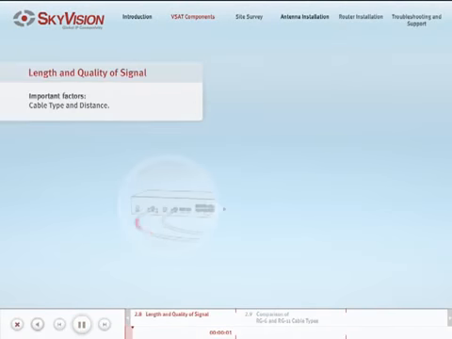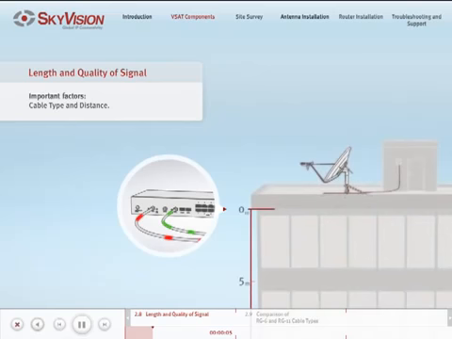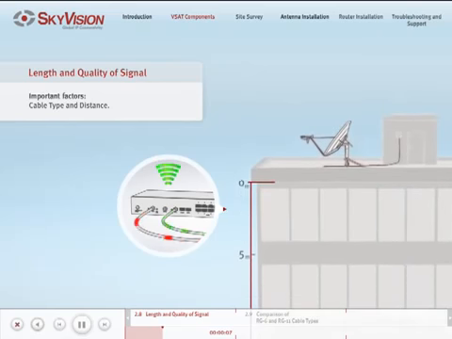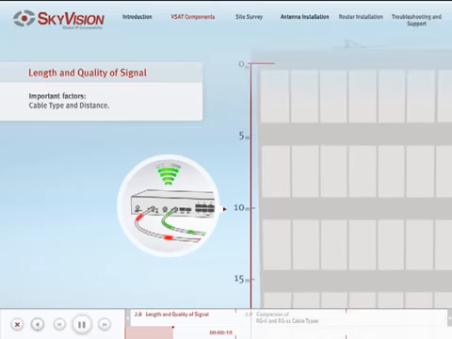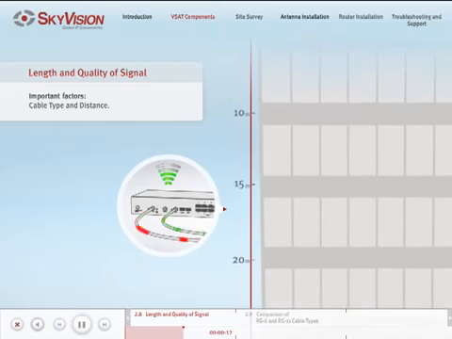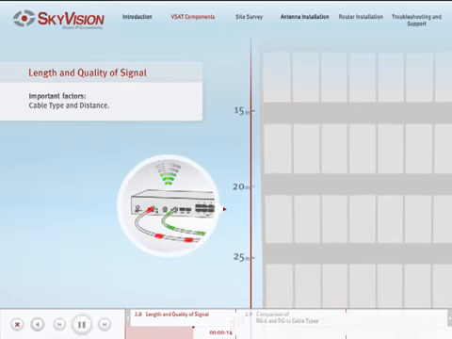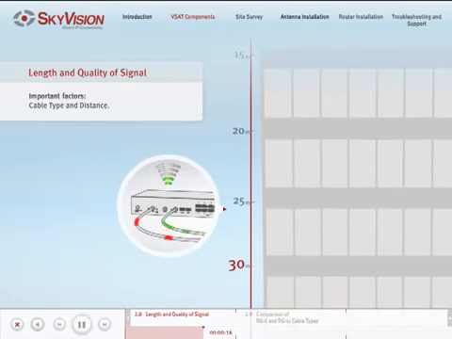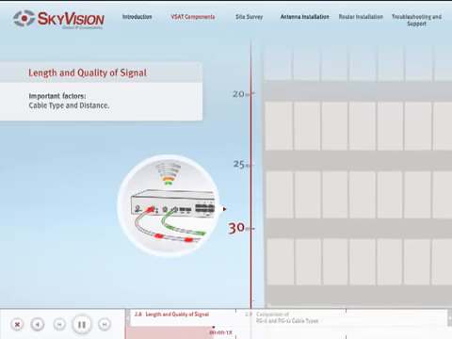Selecting suitable coaxial cables is an important decision. Both the type of cable and the distance from the VSAT antenna to the satellite router will directly affect the quality of the received and transmitted signals. Skyvision's standard maximum length of cable is 30 meters.